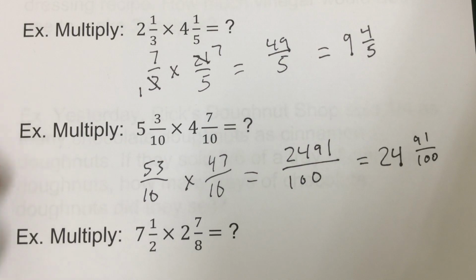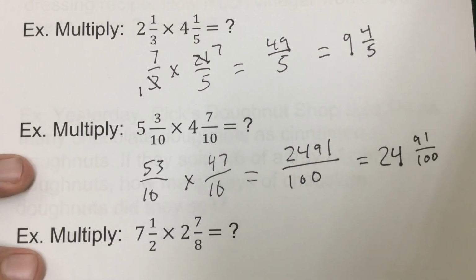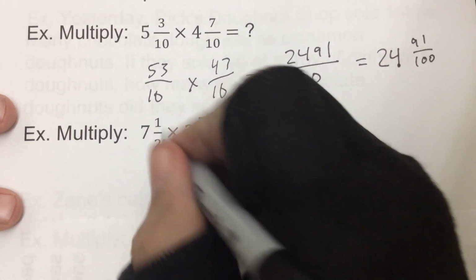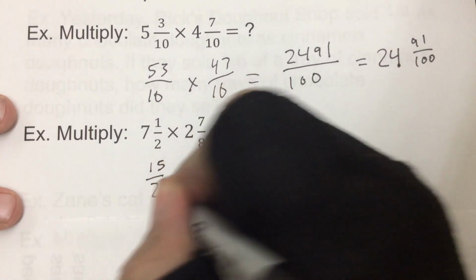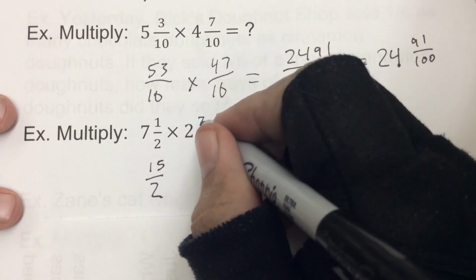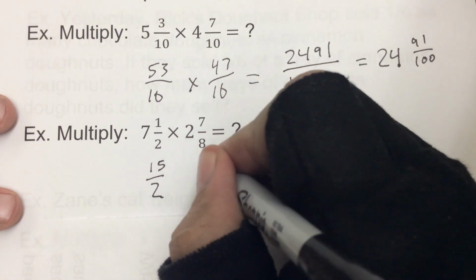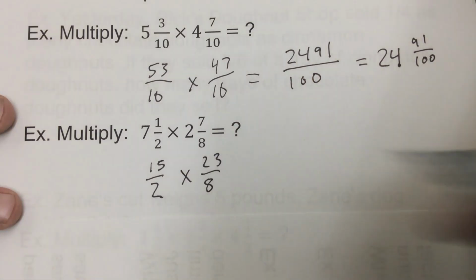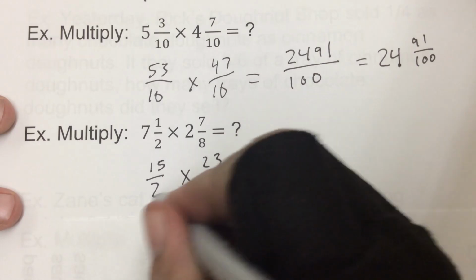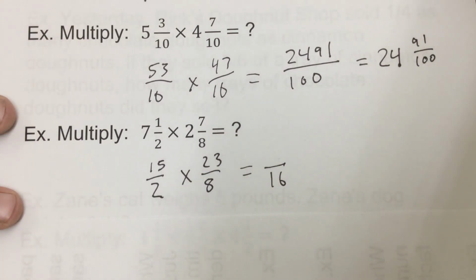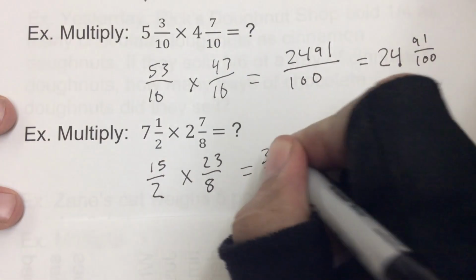Okay. So, next one here. 2 times 7, 14, plus 1 would be 15 over 2. 2 times 8 is 16. 16 plus 7 is 23. And that's over 8. Again, nothing that we can reduce. So 2 times 8, I know is 16 on the bottom. Top 15 times 23 would be 345.